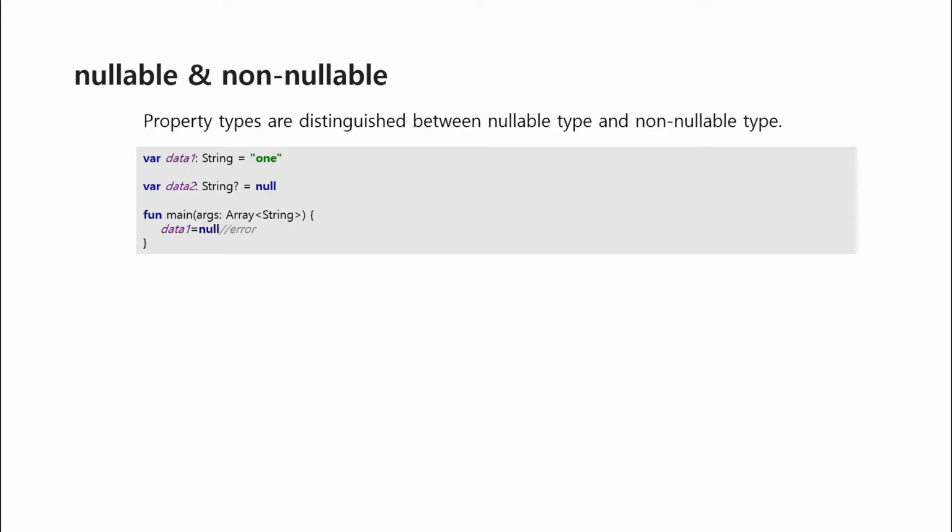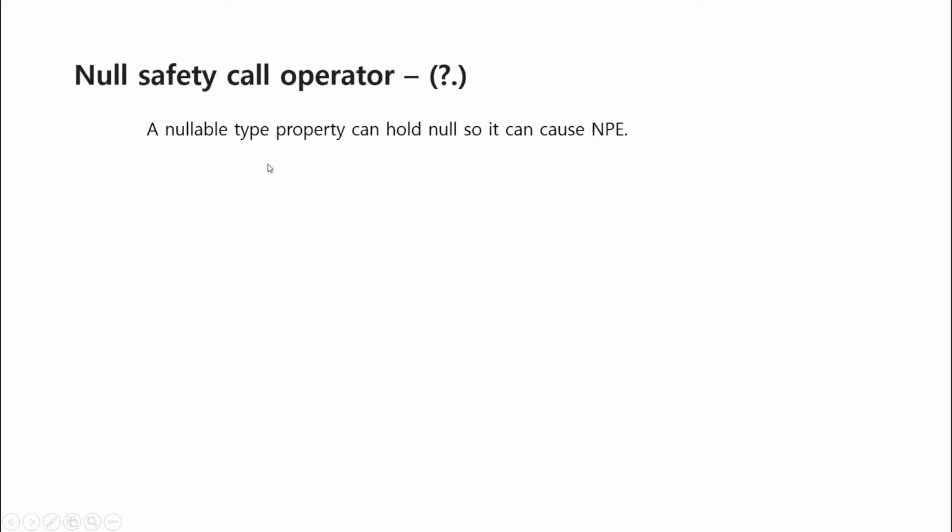The data1 property is declared as non-nullable. So if we try to assign null to the property, we'll get an error like this. And this data2 property has a question symbol after its data type, which makes it nullable. So we can assign null to the property. As we talked, nullable properties can have null, and apparently it may cause the null pointer exception at some point.